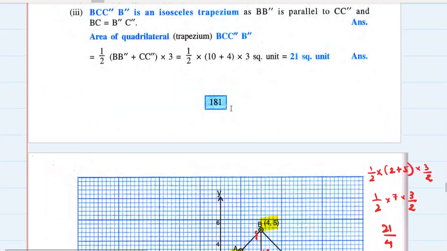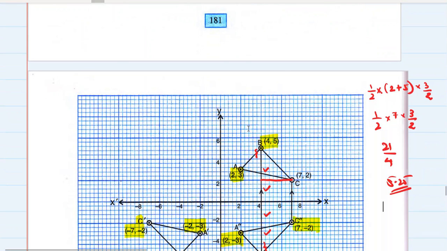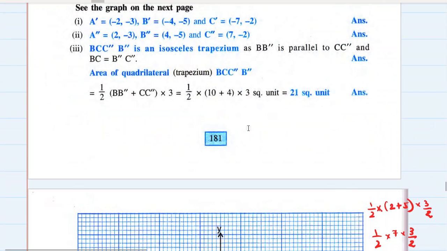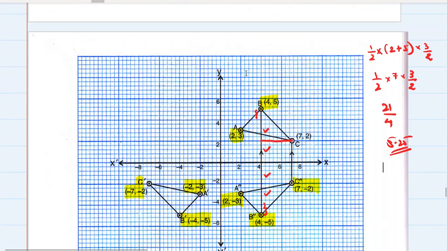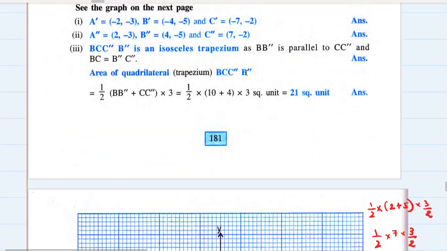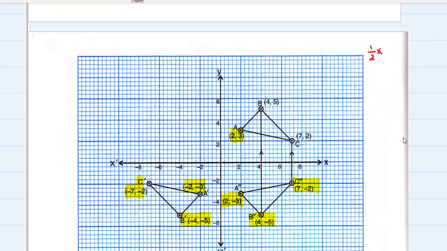Why didn't they multiply it? How are they getting 21? Half into sum of parallel sides multiplied by the distance between them. Okay, so distance between them is 3 units. Oh, okay. So I made a mistake in the units. Let me show you. So this is my mistake. This is where I made the mistake. Let me just correct everything. Okay, so let me show what was my mistake.